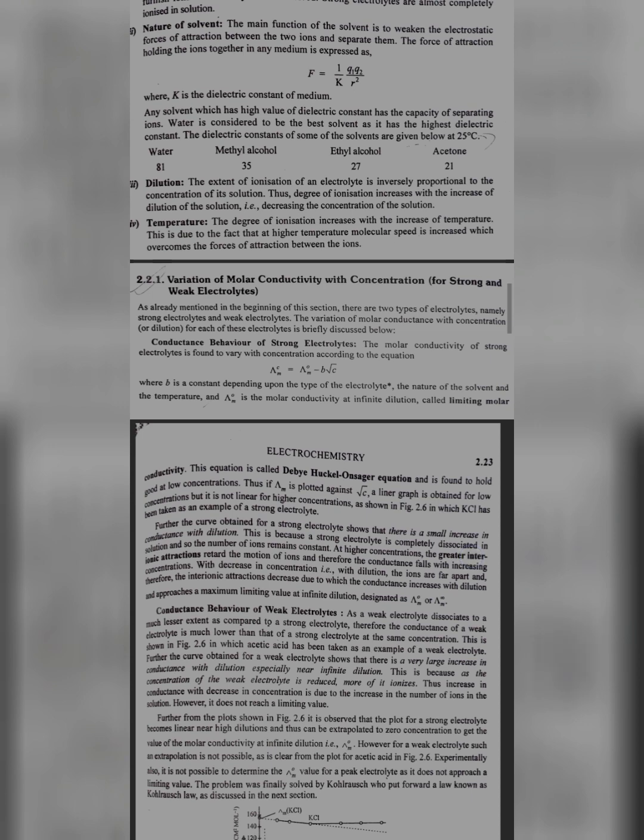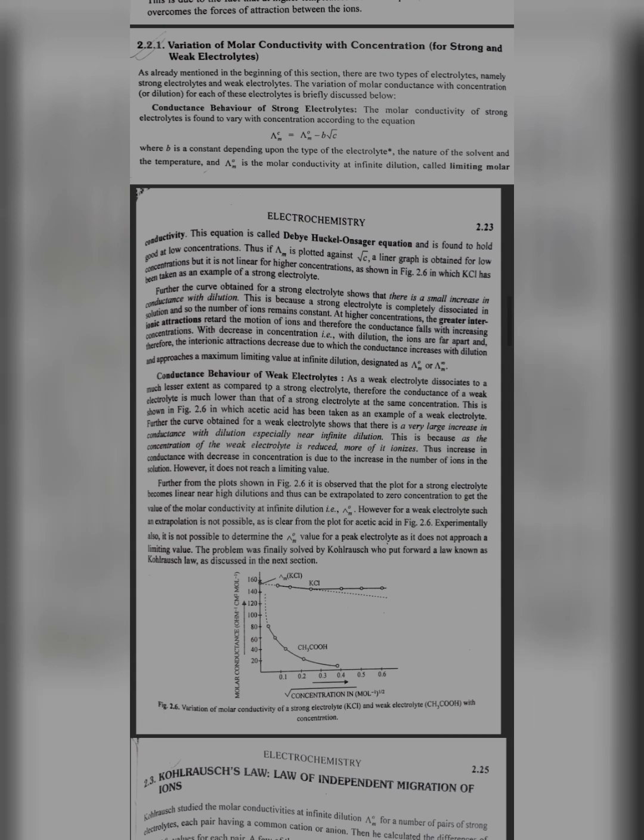The molar conductivity of strong electrolytes is found to vary with concentration according to the equation Λm = Λ°m − b√c, where b is a constant depending upon the type of electrolyte, the nature of the solvent and temperature, and Λ°m is the molar conductivity at infinite dilution, called limiting molar conductivity. This equation is called the Debye-Hückel-Onsager equation and is found to hold good at low concentration. Thus, if Λm is plotted against √c, a linear graph is obtained for low concentration, but it is not linear for higher concentration, as shown in the figure.